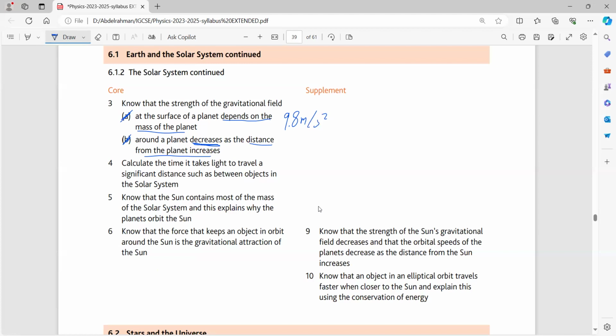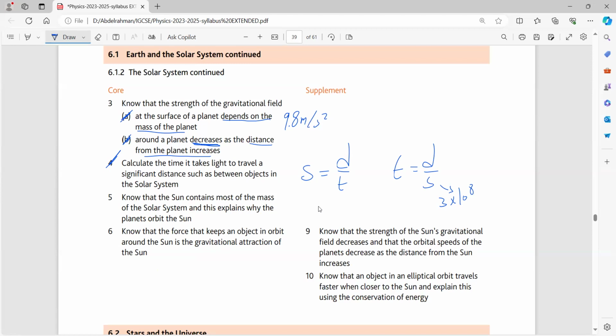Calculate the time it takes light to travel a significant distance. We know speed equals distance over time, so time equals distance over speed. And we know that the speed of light is 3 times 10 to the power of 8 meters per second.